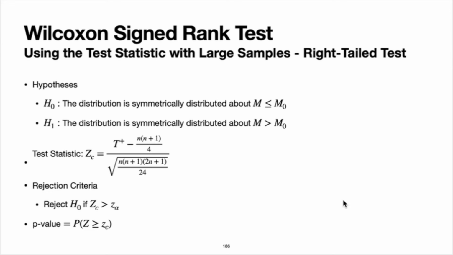Okay, so I fixed that. So we see here that the test statistic zcalc is T plus minus n times (n plus 1) over 4, divided by its standard error under the conditions of the null hypothesis. Now the rejection criteria, if we're performing this test at a significance level of alpha, is to reject the null hypothesis if zcalc is greater than z sub alpha, which is the upper alpha percentage point of a standard normal distribution.